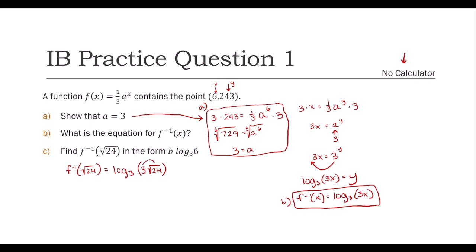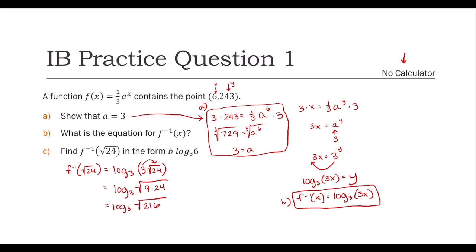So we can put our 3 inside of our square root of 24 by changing it to a 9. So we have log base 3 of the square root of 9 times 24, which is log base 3 of the square root of 216.